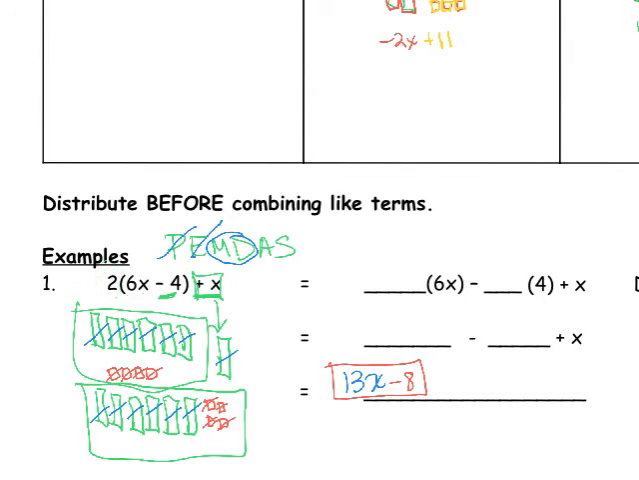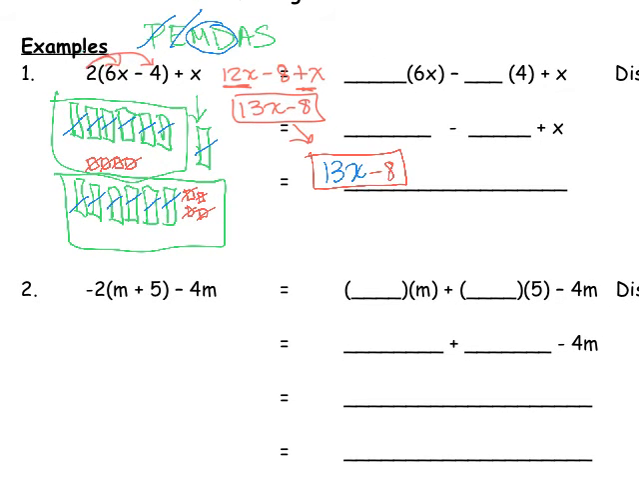Now let's look at that from a numerical standpoint. If I just multiply 2 times 6x, I get 12x. And I multiply 2 times negative 4, I get negative 8 plus x. Now I can add 12x plus x is 13x and minus 8. And notice they are the same. Alright, I want you to try this next one. Pause the video, try it on your own, and then we can do it together.